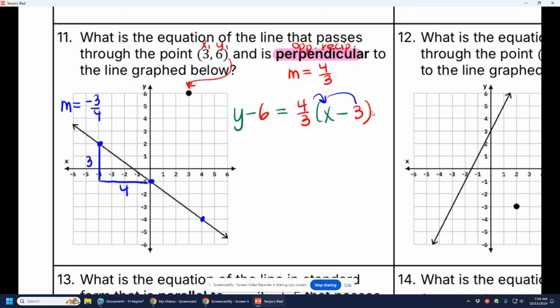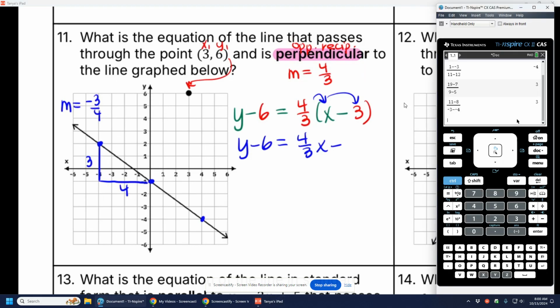Let's distribute. So now I have y minus 6 equals 4/3 x minus. The cool thing here is those 3's are going to cancel out and it's going to give you 4. But if you didn't know that, just use your calculator. So I'm going to do 4/3, move to the side, and then do times -3. Negative because that's a minus. And see, it gives me -4. So right here, there should be a -4.